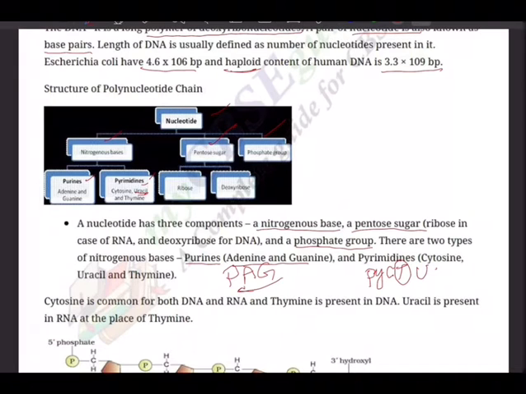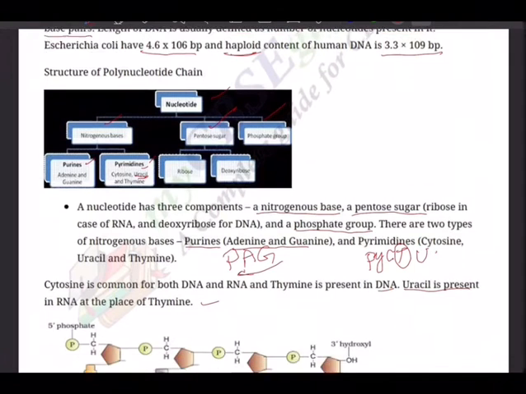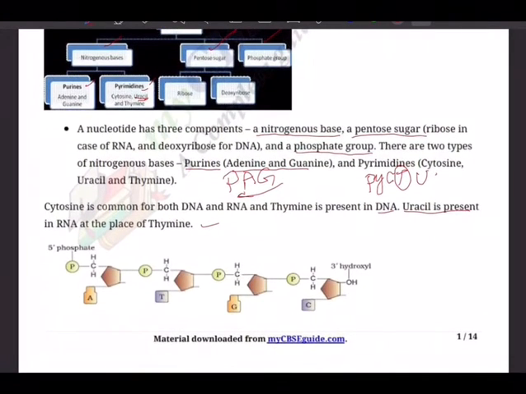Cytosine is a common one. Cytosine is common for both DNA and RNA, and thymine is present in DNA. Uracil is present in RNA in place of thymine. That's what I told you just now. This is how the picture will be.